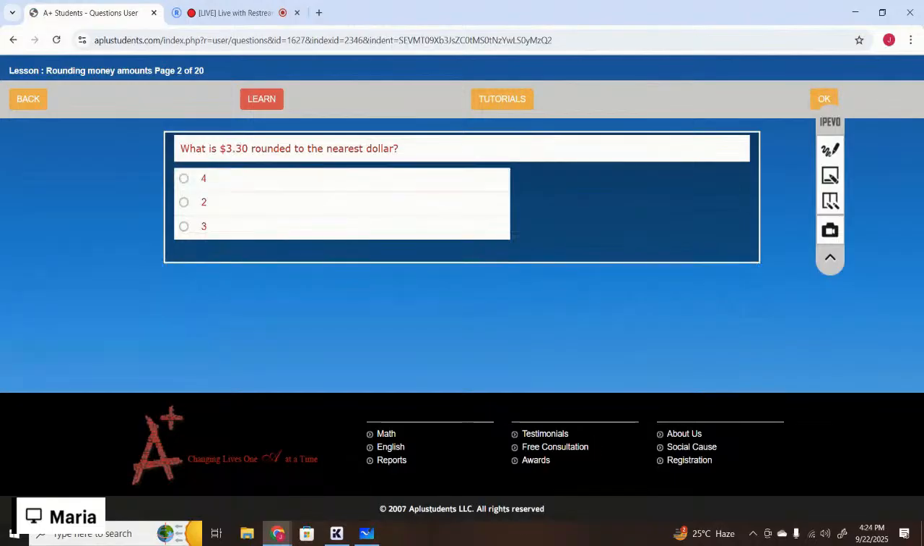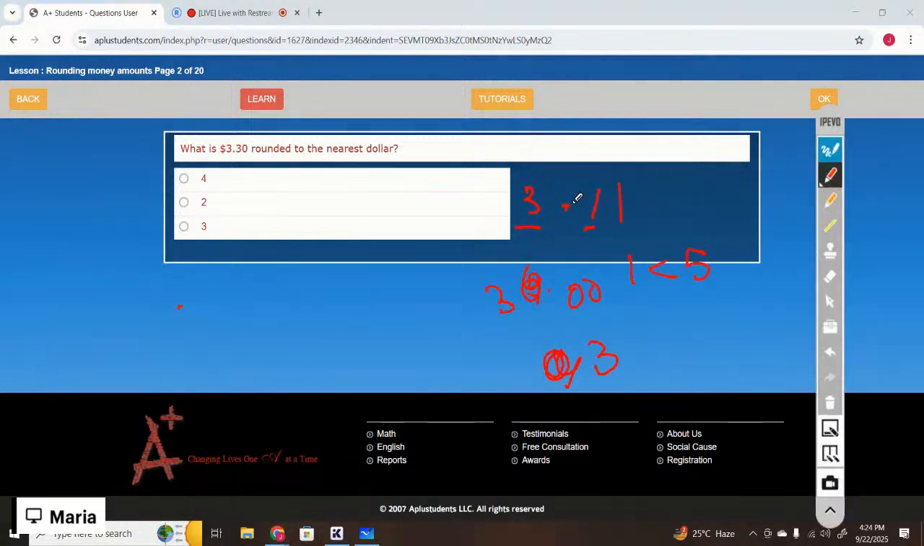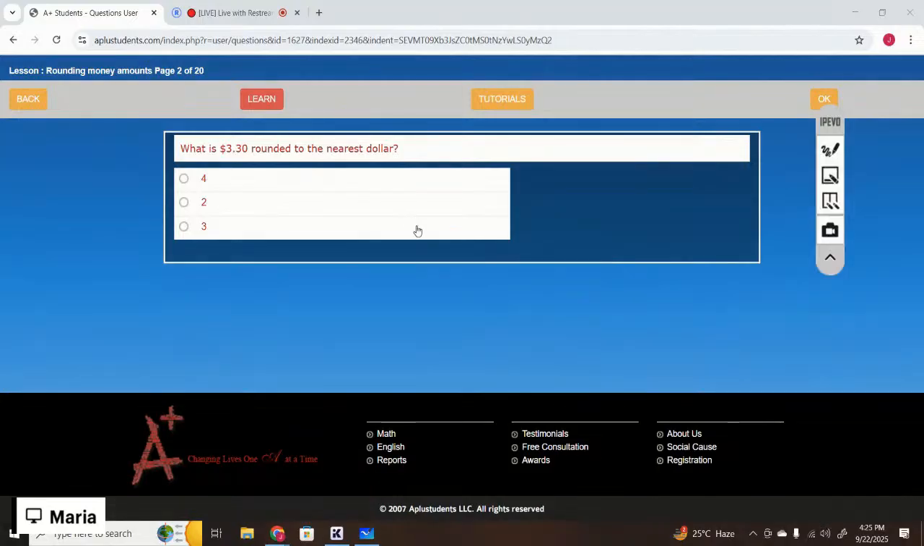What is 3.30 rounded to nearest dollar? So we have 3.30. Right next to the decimal point we have 3. 3 is less than 5. So you need to round on the same whole number. So that is $3 or the same dollar. So it would be $3. Option number 3 is the correct option.